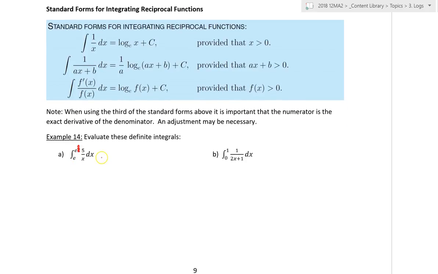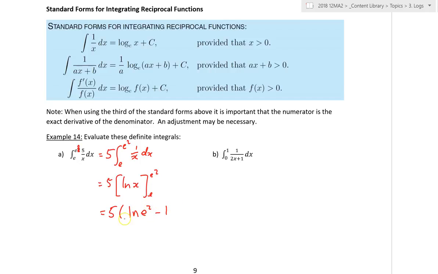But this here, I'm just going to rewrite that first as 5, because I can take that constant outside of the integral, from e to e squared of 1 over x dx. Equals 5 outside of the log of x from e to e squared, equals 5 outside. Now the log of e squared, and the log of e, e to the power of what equals e? E to the power of 1. So that's minus 1.